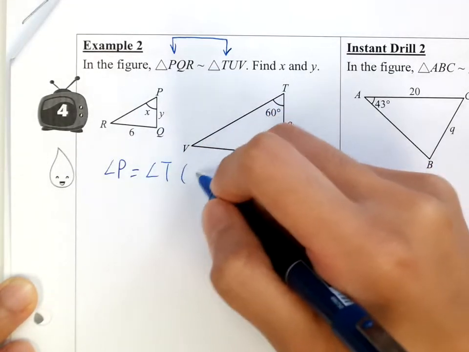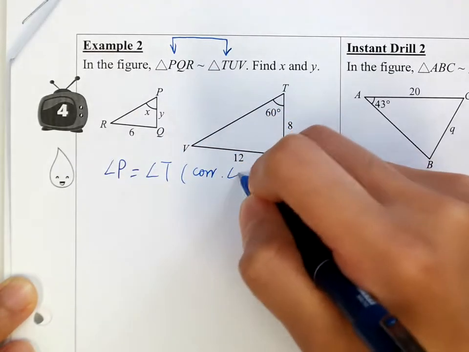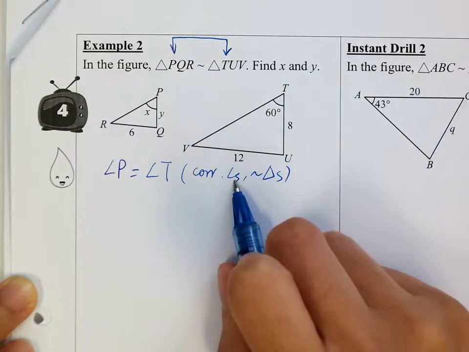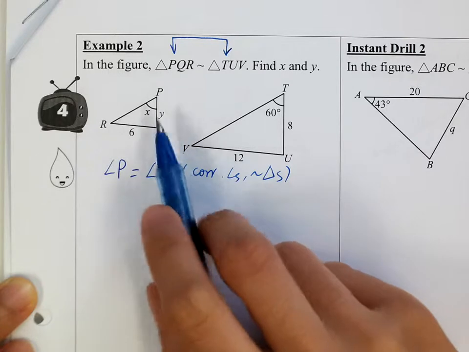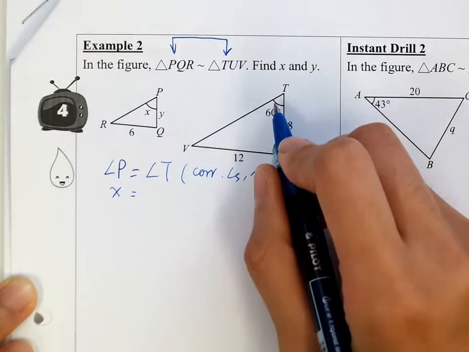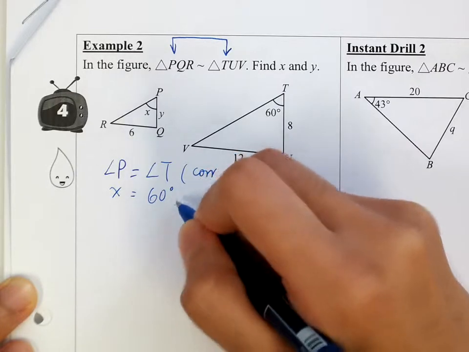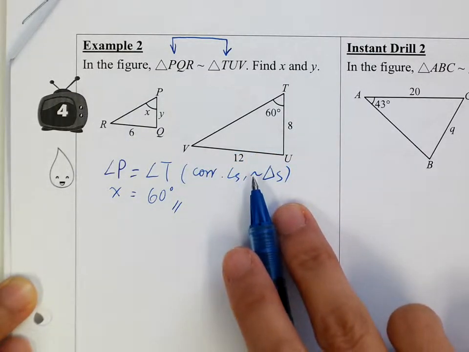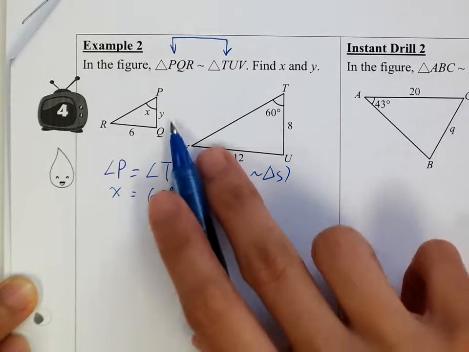because they are similar triangles, so their corresponding angles should be equal. So that is x equals 60. So I think you don't have any problems solving the angles. What about the length y?